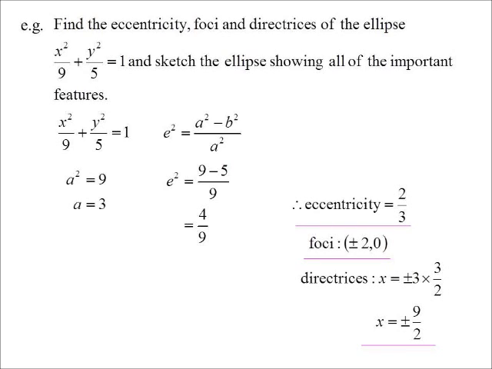What else does it want me to find? I found the eccentricity. The foci, well now I know the eccentricity, foci is simply a times e. 2/3 times 3, that's 2. The directrices, a divided by e. 3 divided by 2/3 becomes 9 on 2. There's our directrices.